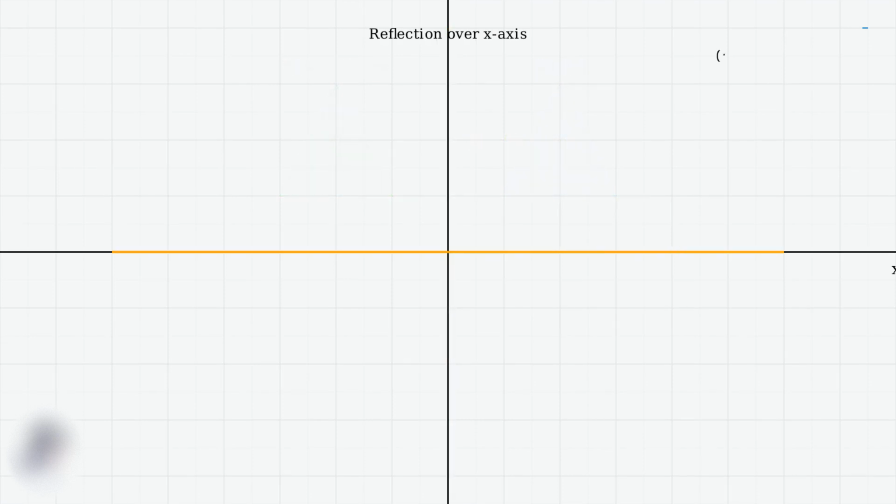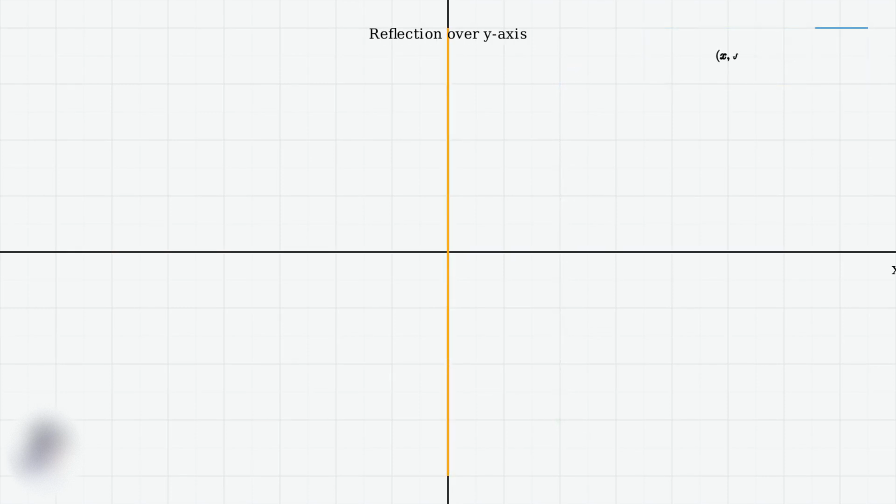Let's examine the three most common types of reflections, starting with reflection over the x-axis. When we reflect a point over the x-axis, the x-coordinate stays the same, but the y-coordinate changes sign. Let's see this in action. We'll reflect the point (2, 3) over the x-axis. According to our rule, this becomes (2, -3). Notice that both points are exactly 3 units away from the x-axis, but on opposite sides. This equal distance property is fundamental to all reflections.